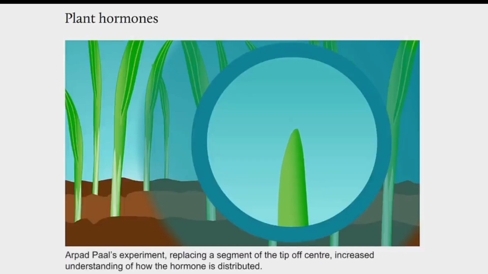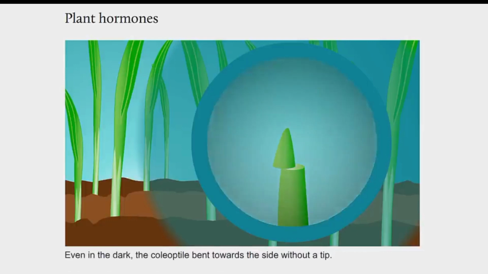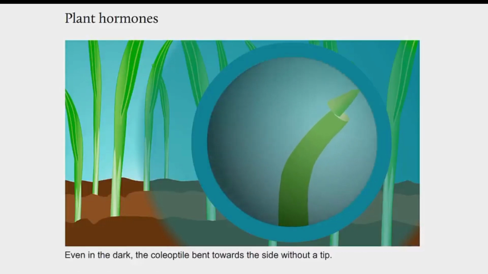Árpád Paál's experiment, replacing a segment of the tip off-center, increased understanding of how the hormone is distributed. Even in the dark, the coleoptile bent towards the side without the tip.